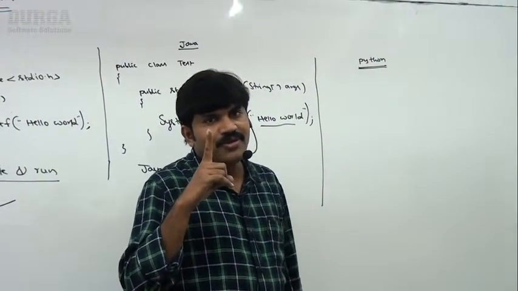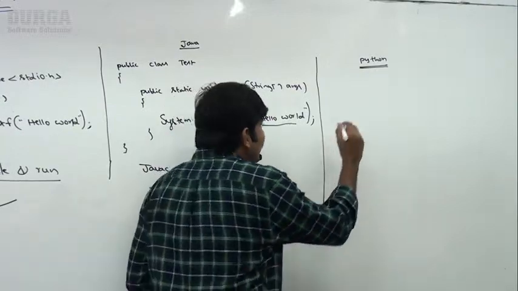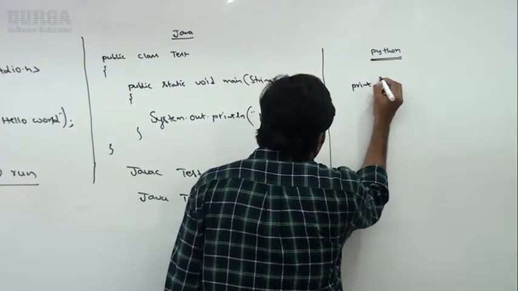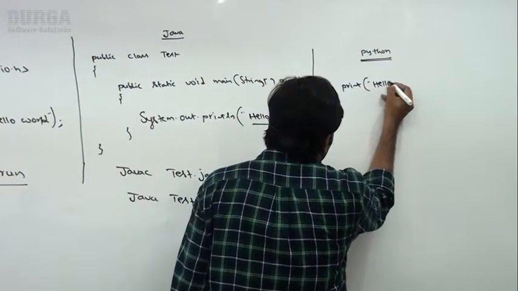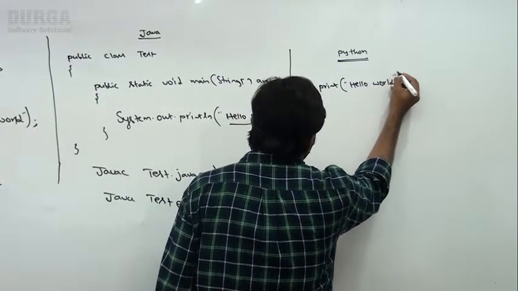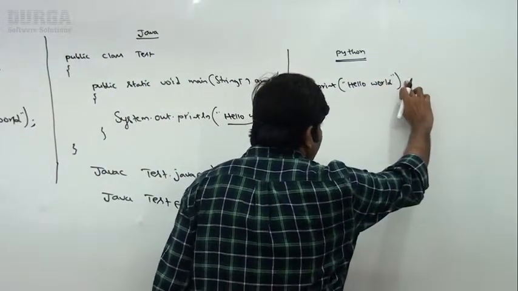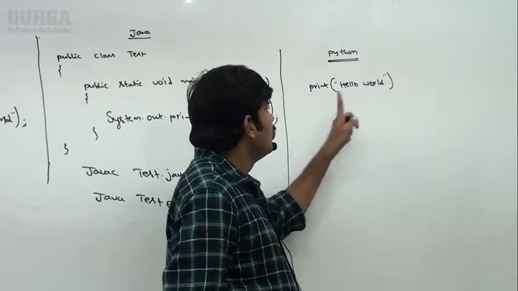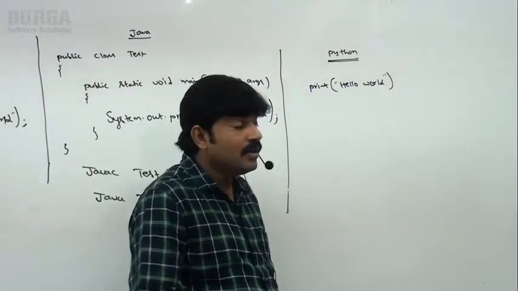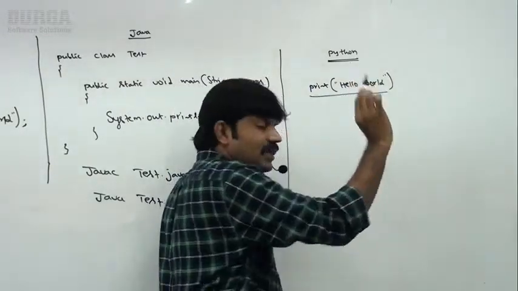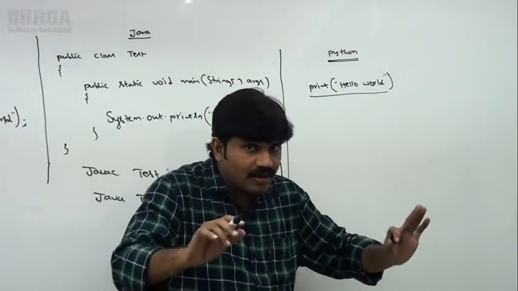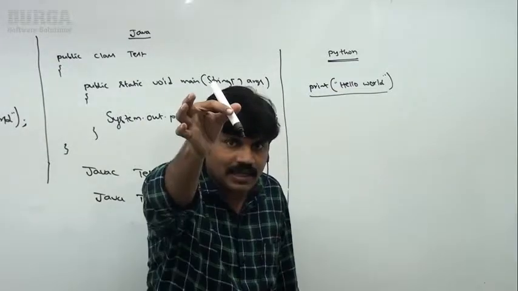Only 1 line. Only 1 line. What is that line? It is print of hello world. Are you getting? Print of hello world. That's all. Semicolon is also optional. Only 1 line itself is enough. We are not required to compile, just run, that's all.